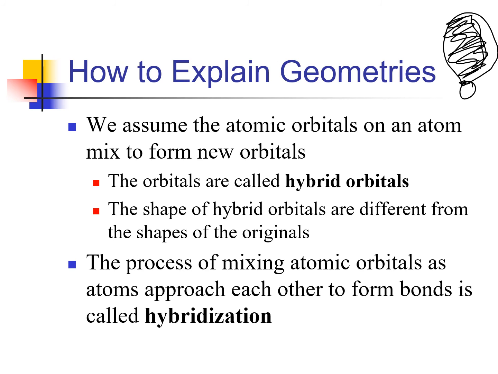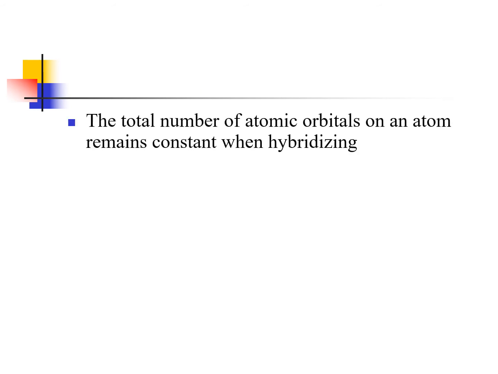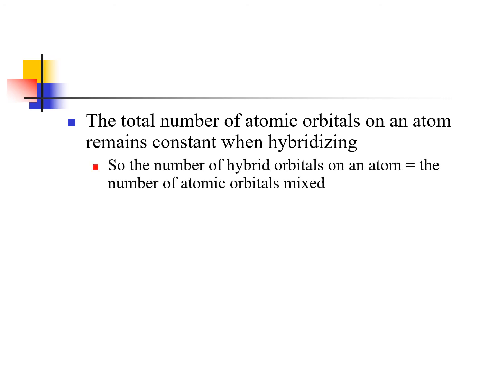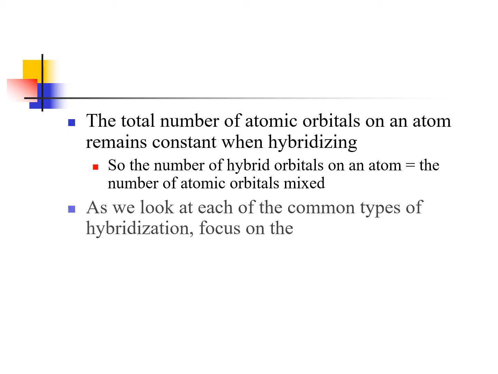The process of forming hybrid orbitals is called hybridization. The thought is that orbitals will hybridize with each other just before they bond, in preparation for bonding. When hybridizing, the total number of orbitals remains constant. So if you have 3 hybrid orbitals, that means that 3 orbitals mix together to form 3 hybrid orbitals.